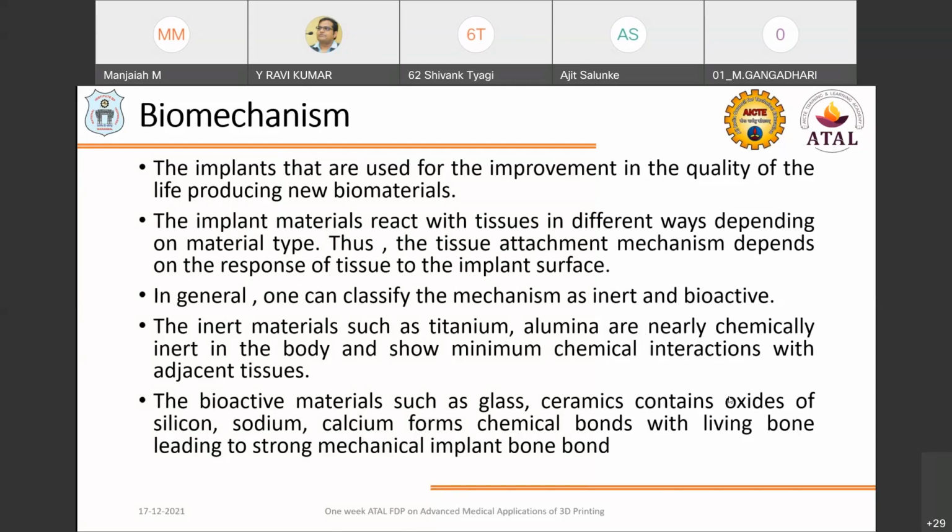The other, the bioactive materials such as glass ceramics, contain the oxides of silicon, sodium and calcium. These form chemical bonds with the living bone, leading to a strong mechanical implant-bone bond. This is the kind of bioactive material, as well as the biodegradable materials, as I told, magnesium, calcium, zinc and iron. These kinds of new findings have been reported over the last decades.